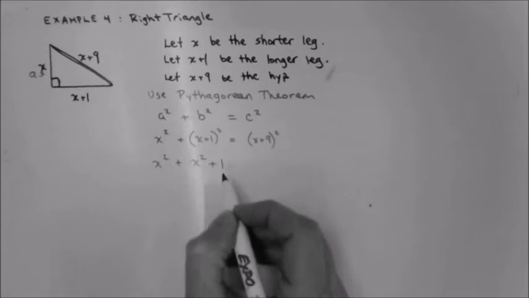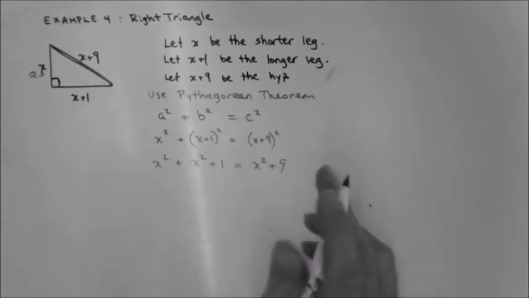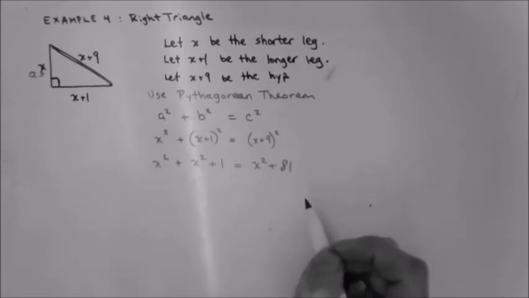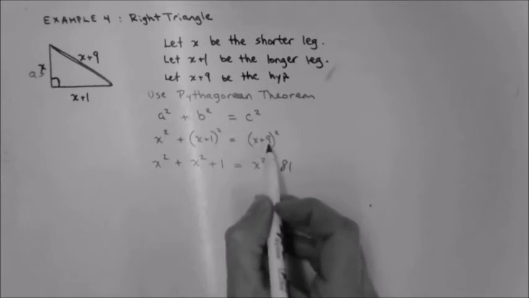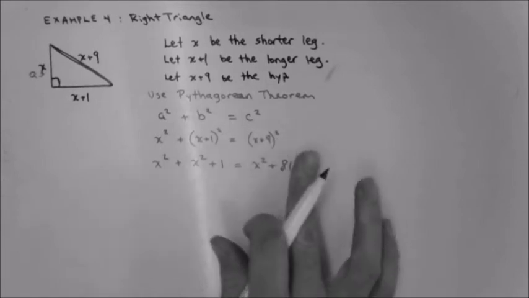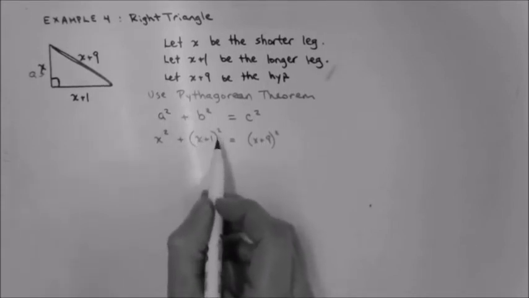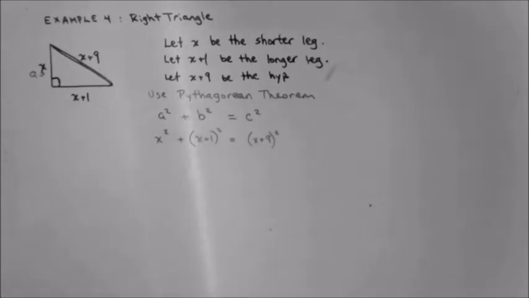X squared plus 1 equals x squared plus 9, or even x squared plus 81. That would be just as wrong. Okay, it's not what we have. We have the length of the side, which is x plus 9, and that whole length is squared. Same thing here. The length of the side is x plus 1. That whole length is squared. I need all this information multiplied by itself again.